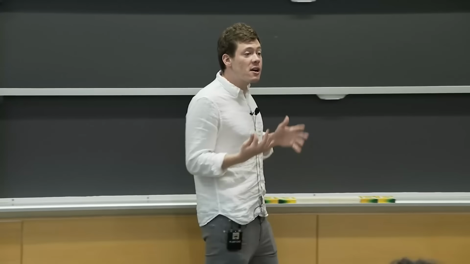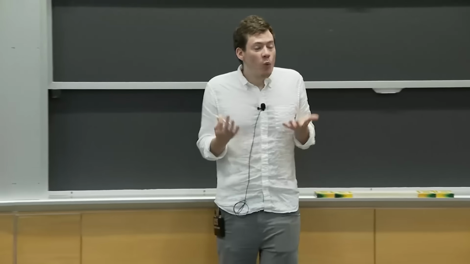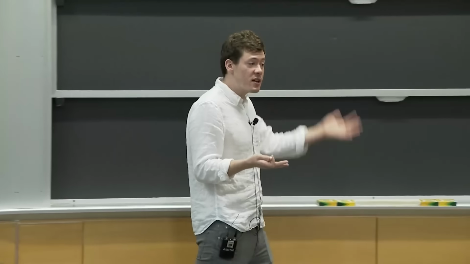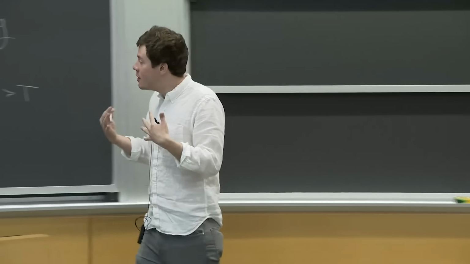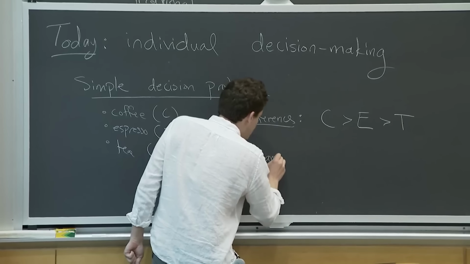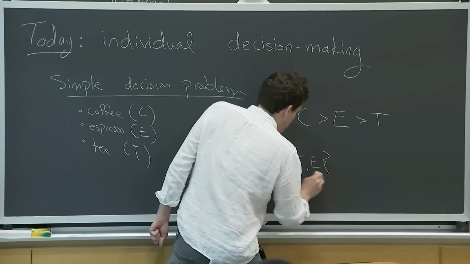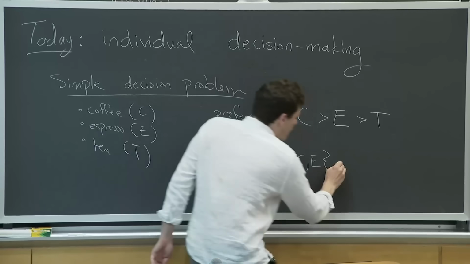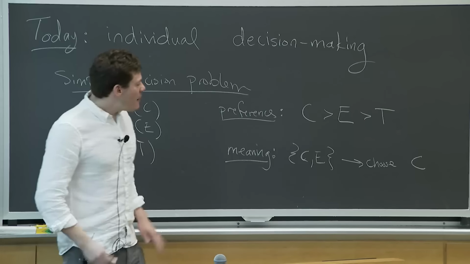In economics, we take a much more operational view of preferences. What does it mean, and it's almost tautological, that I prefer coffee to espresso? It means when I'm faced with a choice between coffee and espresso, I choose coffee. That's all it means. So this is the decision-based view of preferences that's predominant in economics. The meaning is that if I'm given a choice between coffee and espresso, I choose coffee. I'm not going to be too precise here.